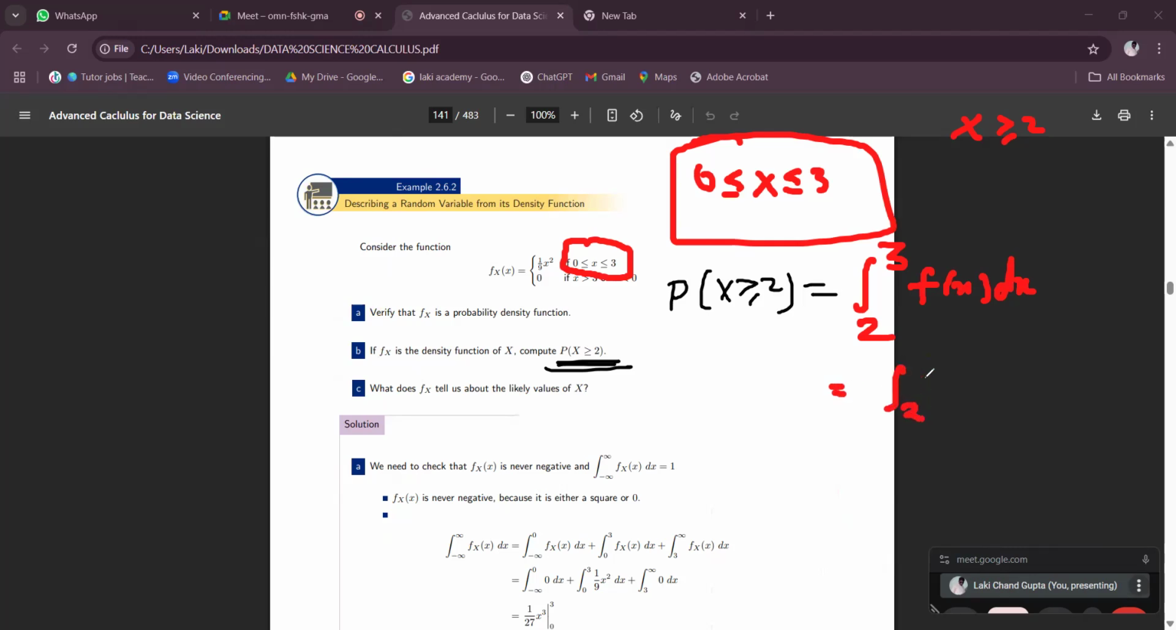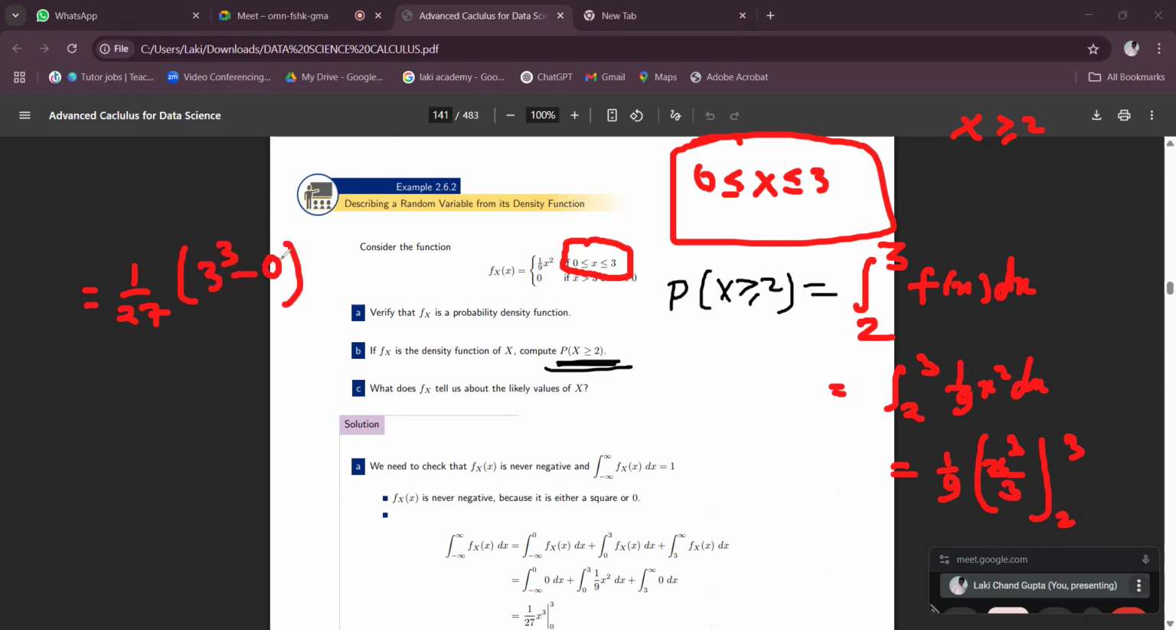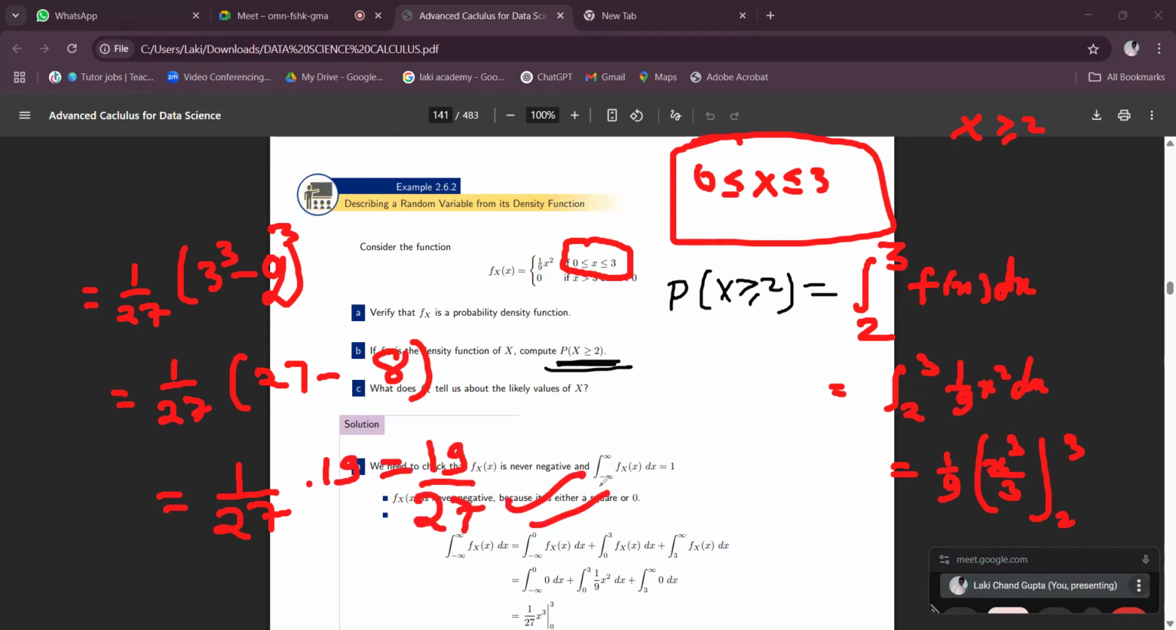1 over 9, x cube over 3. So you can plug in the limits. 3 cube is 27. 2 cube is 8. So 27 minus 8 gives 19 over 27, right?